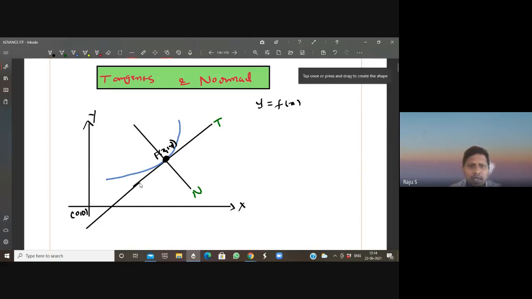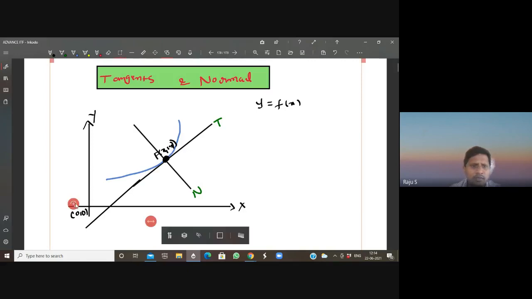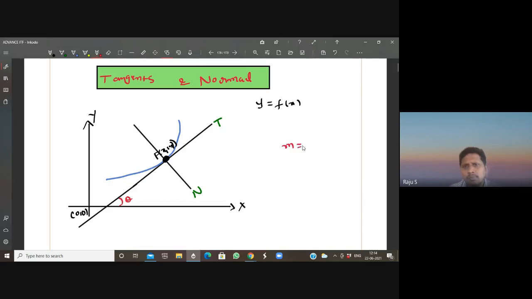When they give an angle theta, we can find the slope easily, right? Every line can make an angle with the positive direction of the x-axis. Let us take this as theta. When the theta value is given, the slope is given by m is equal to tan theta.